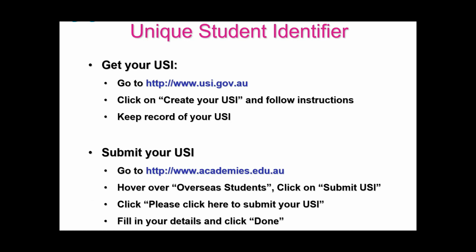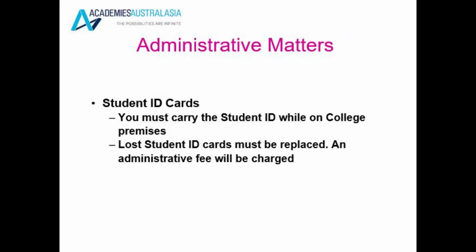To begin the process, you could go to www.usi.gov.au, click on Create Your USI and follow the instructions, and please keep a record of your USI. Then you must submit your USI to Academies Australasia. To do that, go to www.academies.edu.au, hover over Overseas Students and click on Submit USI. Please click here to submit your USI and fill in your details and click Done.